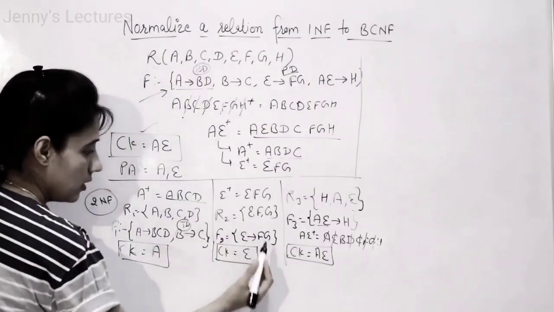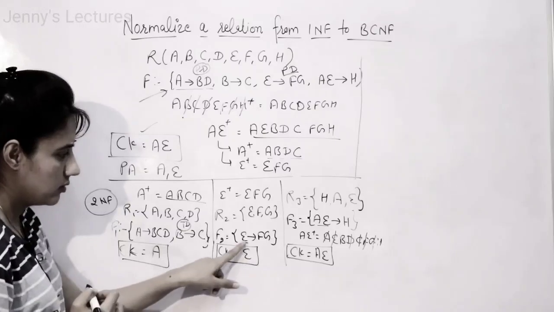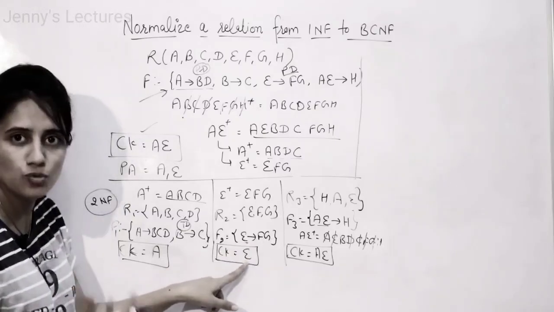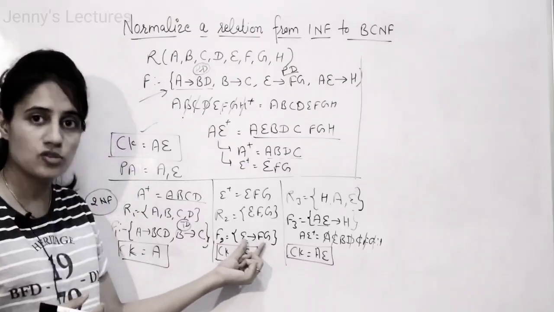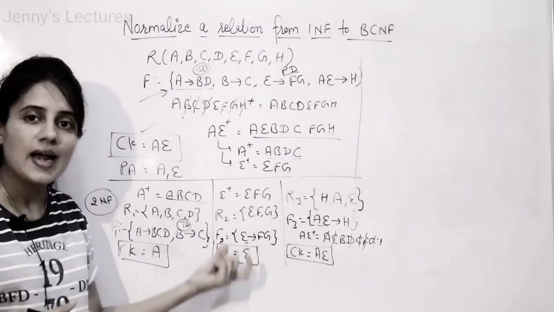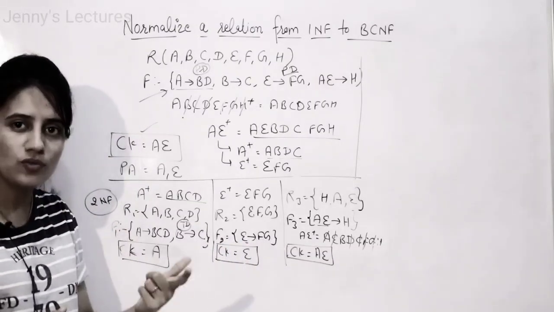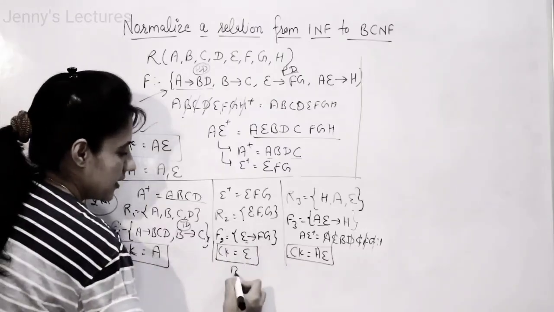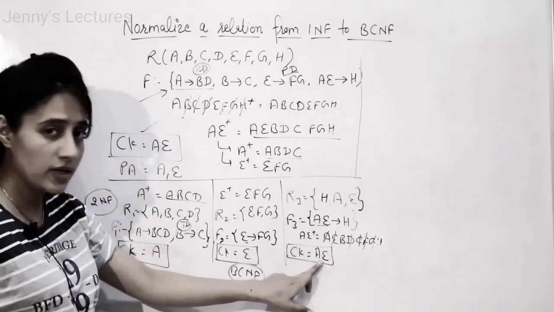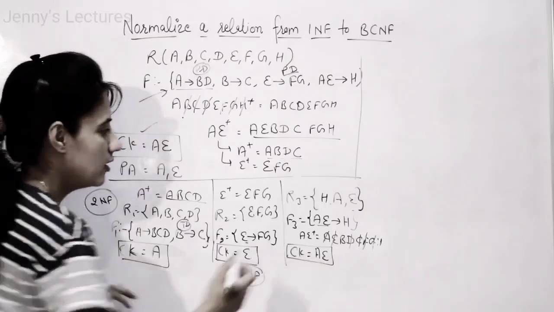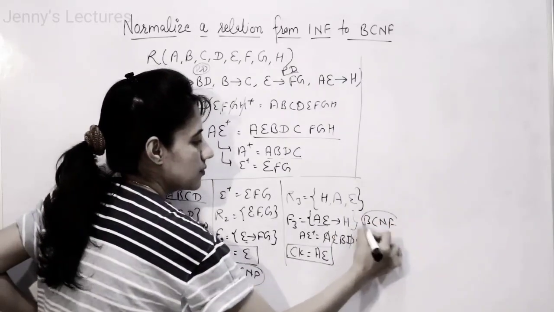Check for this one. E, the left hand side, what is it? Only one dependency is there, and E is what? Candidate key, or you can say super key, right? So if the left hand side is a super key in all the functional dependencies, then that relation is in BCNF. That rule we already discussed, right? So this is in BCNF. This one, the left hand side is what? Super key, or you can say candidate key, obviously a candidate key is a super key also, right? So this is also in BCNF.